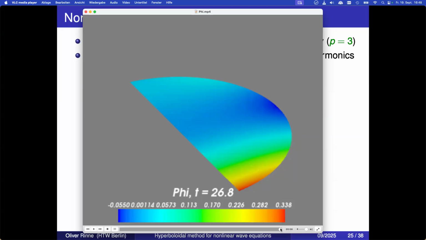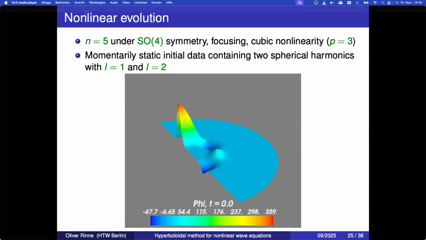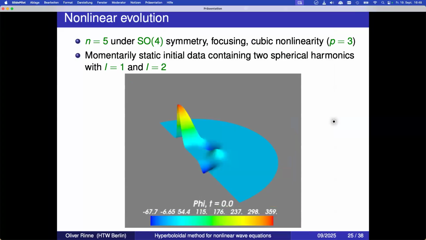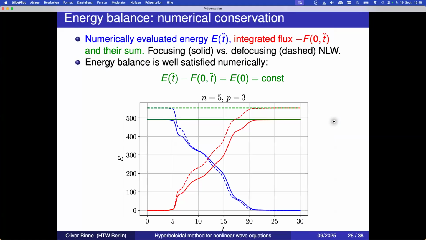Actually, I remember from one of your papers, I think with Piotr, where you described this. So this is very interesting. Let's come back to that. So this was just one example of a nonlinear evolution.